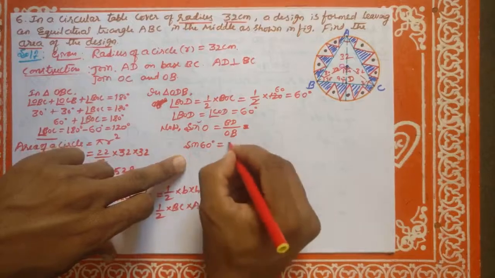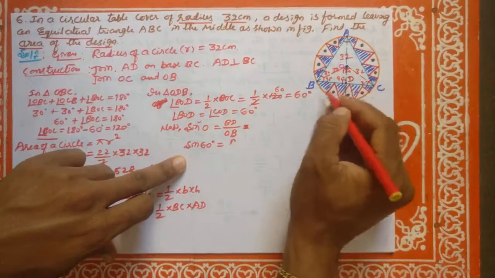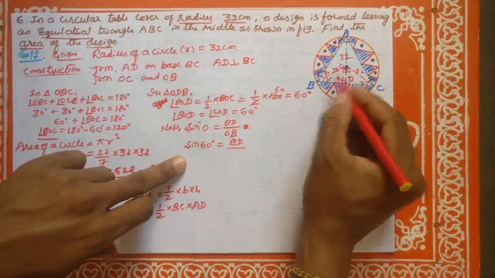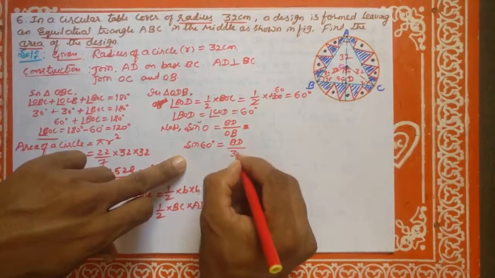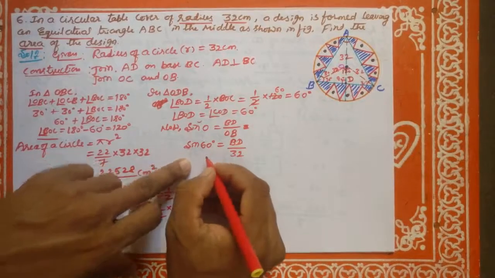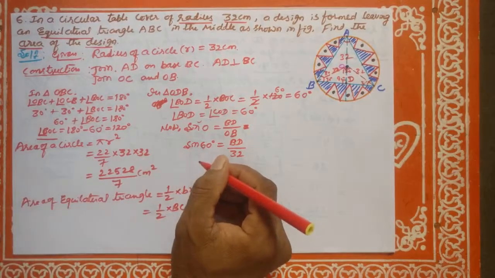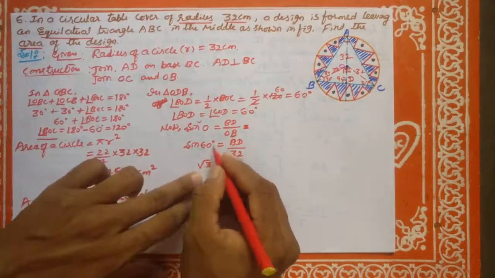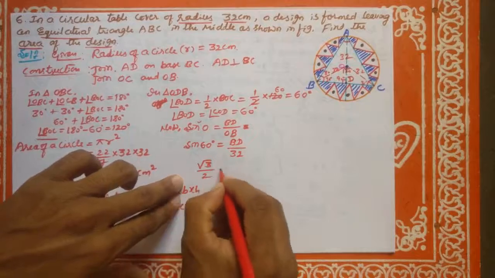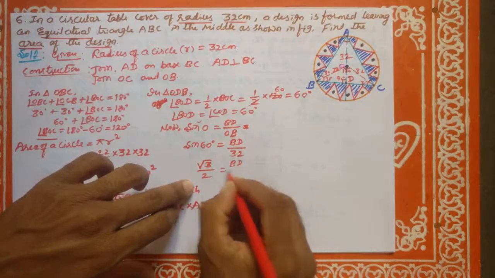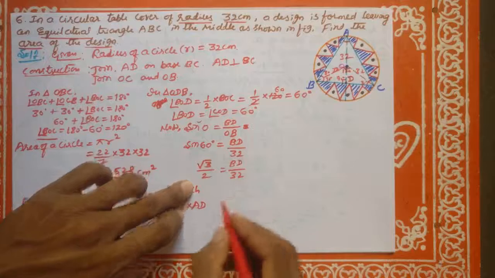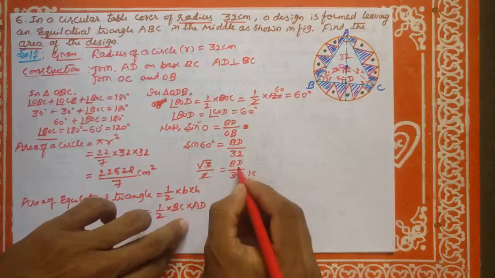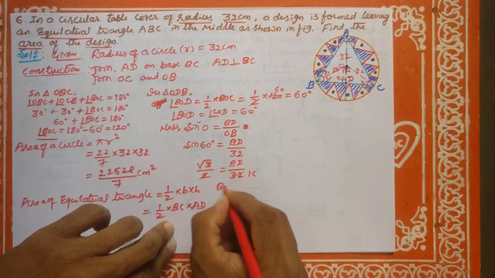60 degrees is equal to BD divided by OB. BD is how much? We don't know, we need to prove that. OB is equal to the radius, that is 32. What is the formula for sin 60? That is root 3 by 2. You are going to learn this in trigonometrical ratios. Root 3 by 2 is equal to BD divided by 32. See here, 2 ones are 2, 2 sixteens are 32. BD is equal to 16 root 3.